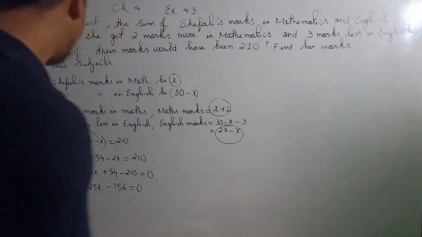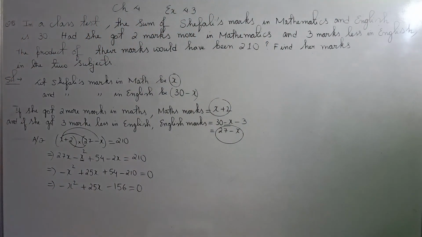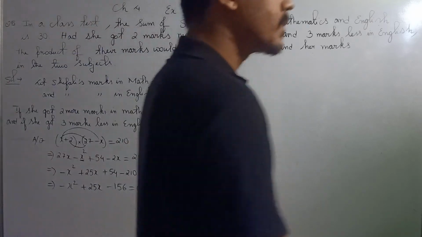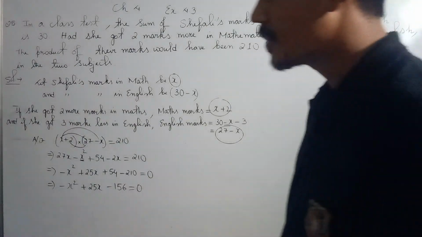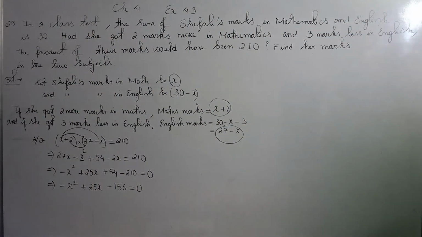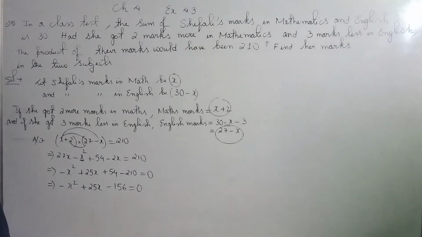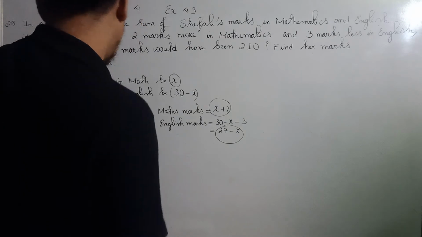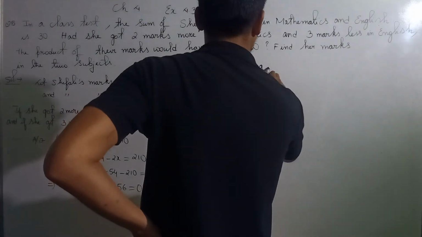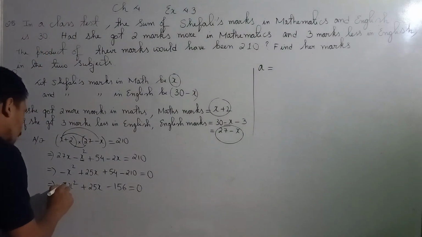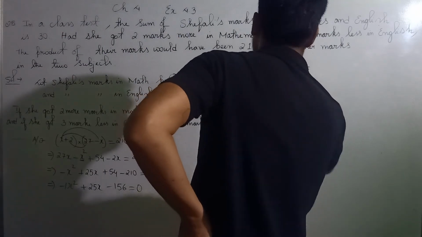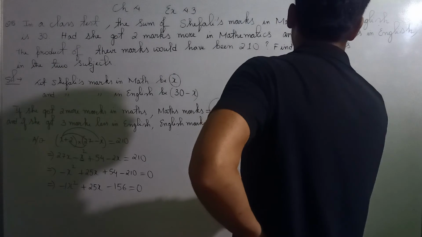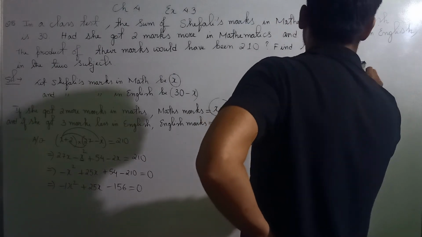Now in that case, we get a quadratic equation, and this quadratic equation has to be solved by the method of either splitting the middle term, that is by factorization, or by applying the quadratic formula. So in that case, your a, the coefficient of x square, is minus 1. So a is minus 1. Your b, the coefficient of x, is 25. And the constant term is minus 156.